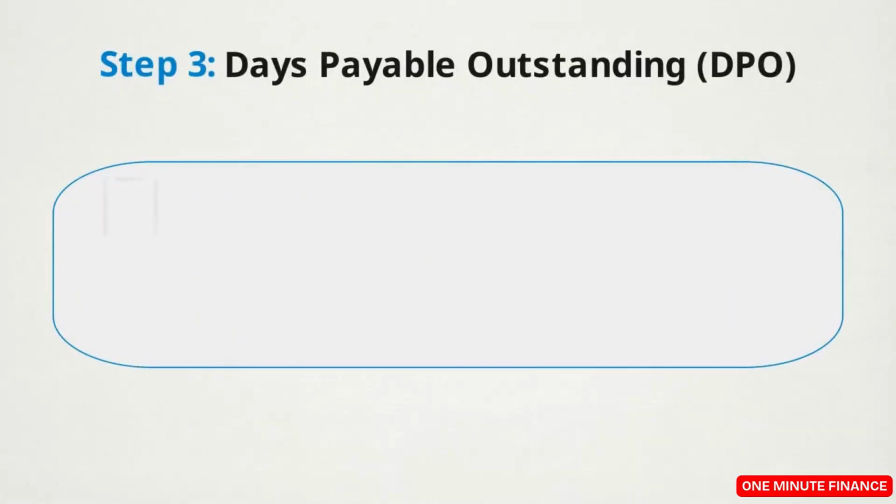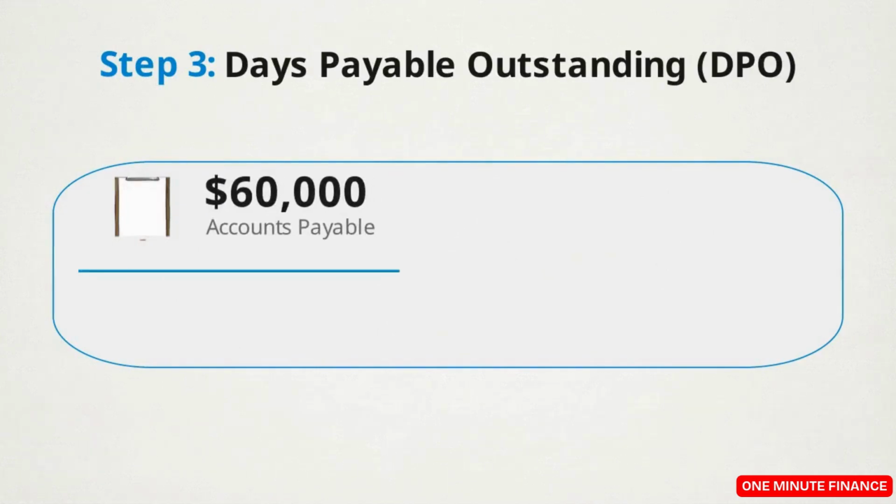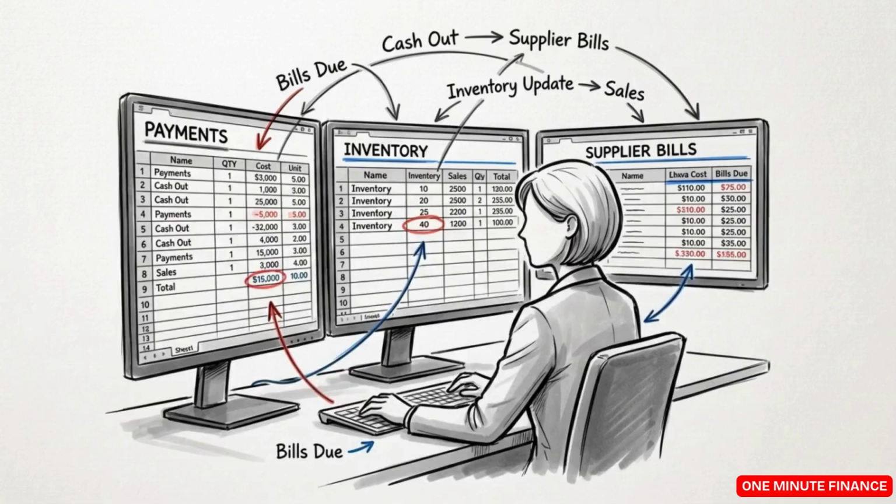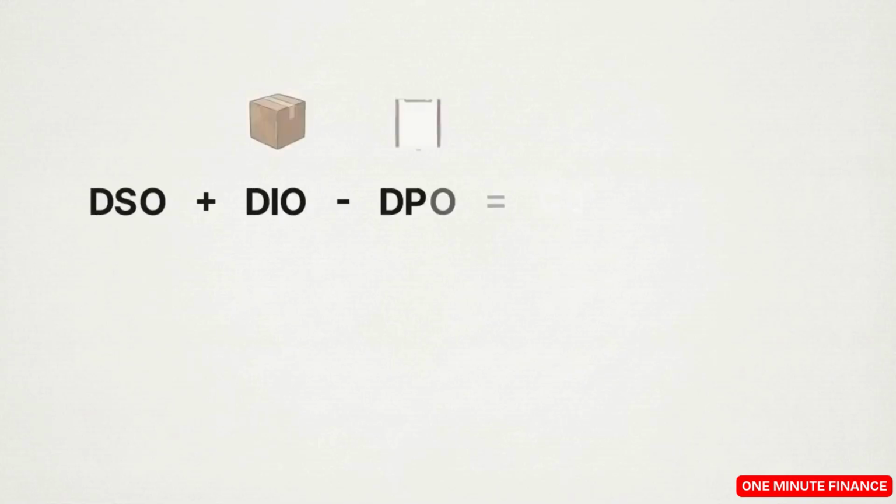Step 3 is calculating days payable outstanding, or DPO. This shows how long you take to pay your own creditors. By dividing $60,000 in payables by $2,000 in daily purchases, we arrive at 30 days. These 3 numbers map the hidden timeline of your business, revealing exactly where your money is trapped and when it will finally be released.